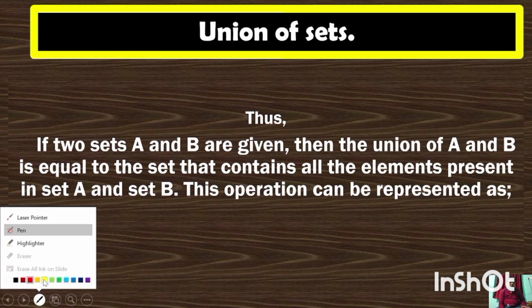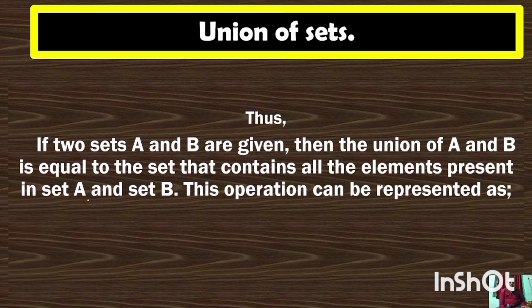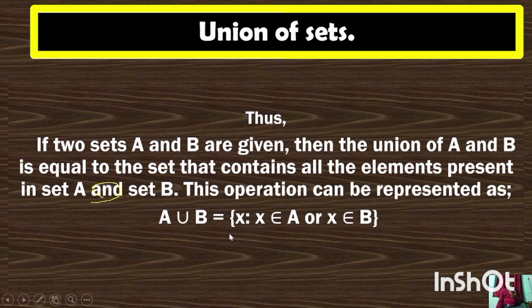See here, the union of sets is a set formed by the combination of sets A and B. We have to make another set by taking all the elements that are present in the set A and in the set B. So this operation can be represented, as we already discussed, A union B is equal to {x such that x belongs to A or x belongs to B}.